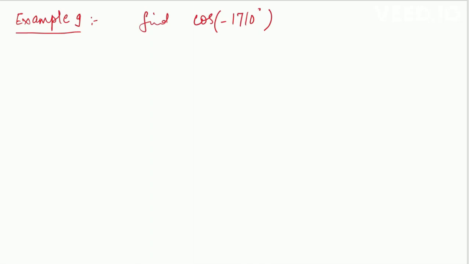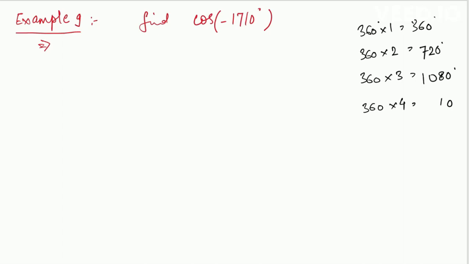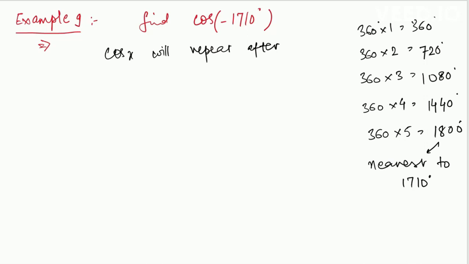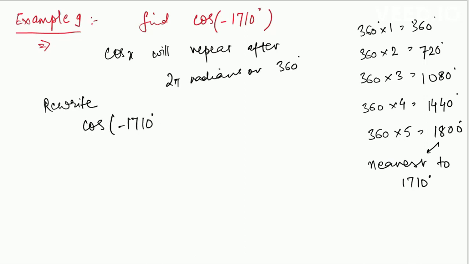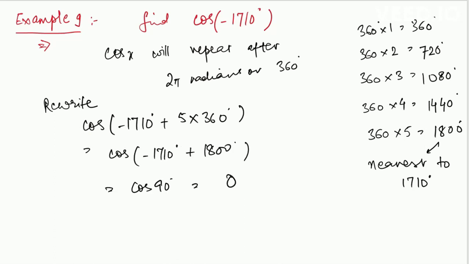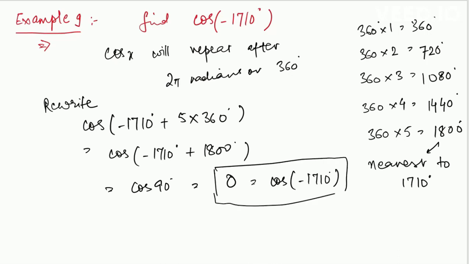Example number 9, find cos minus 1710 degrees. So you can see the number 1710 degrees is near to 5 times 2 pi or 360 degrees, because we are dealing with degrees over here. So we need to talk in terms of degrees. So we can write it like this because cos repeats after every 360 degrees. So we can write it like this. Cos 90 is 0.